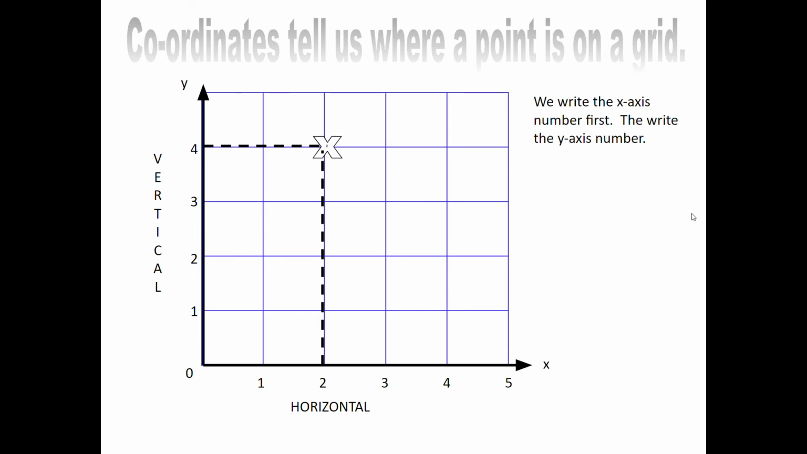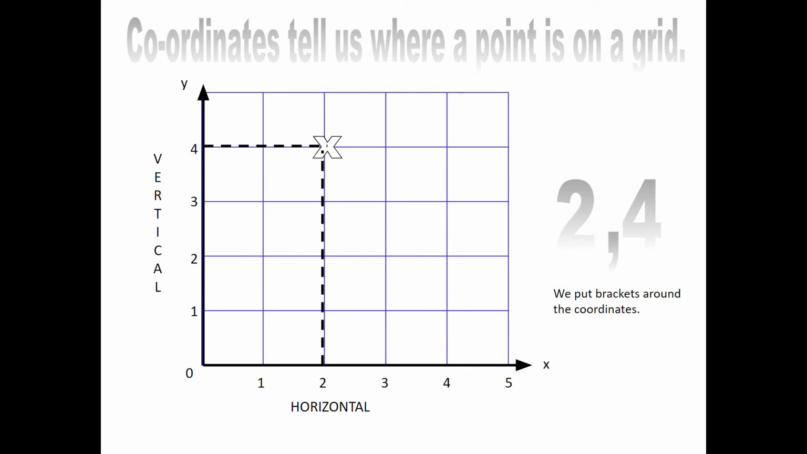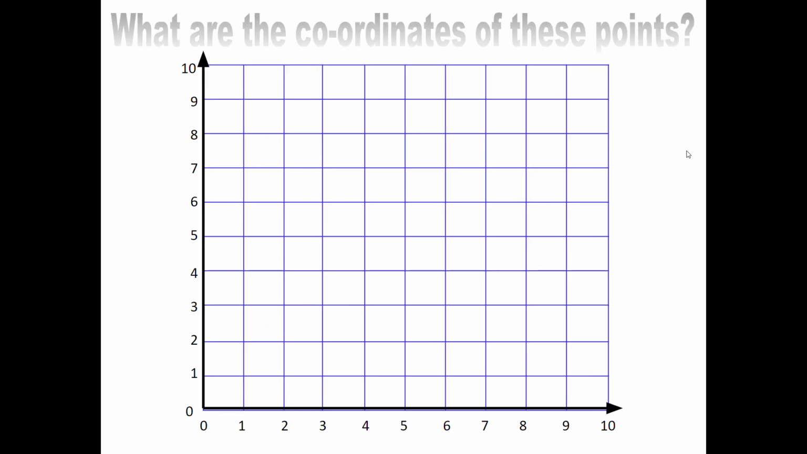We write the x-axis number first, then write the y-axis number. We went across 2, we went up 4. We separate the numbers with a comma. We put brackets, really parentheses, around the coordinates. And that's how you solve these problems. Always start on the bottom at the x-axis and then go up from there. Now let's try.